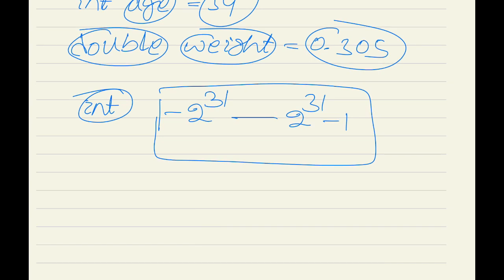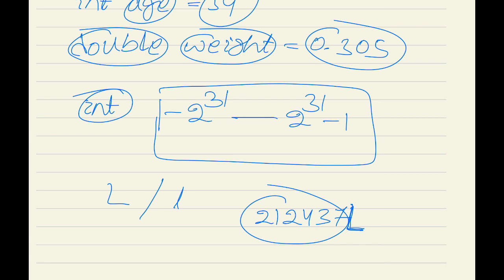To denote an integer literal of the long type, we need to append the letter capital L, or we can write small l to it. Suppose we want to denote that 2, 1, 2, 4, 3, 7 is of type long. For that we should append L at the end. Otherwise, by default it is going to be taken as an integer.